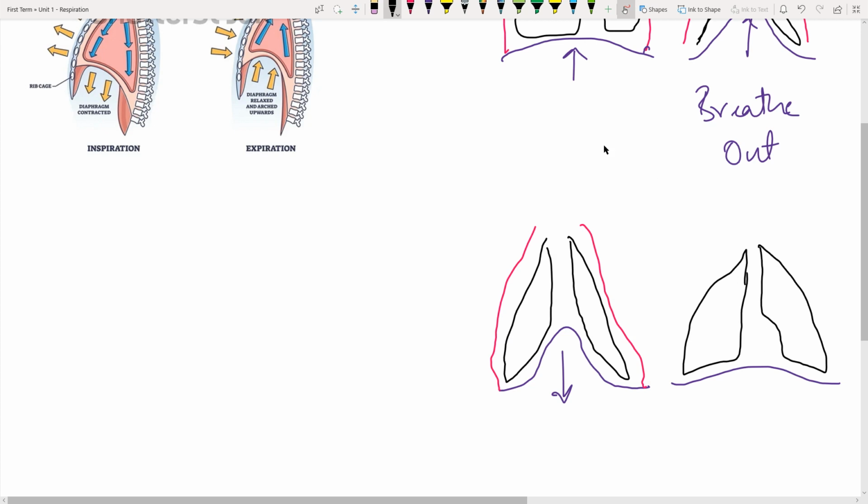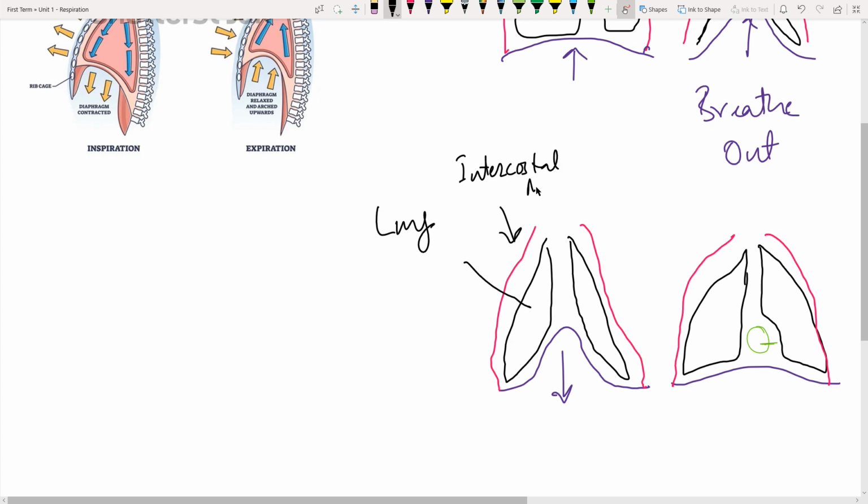Now do mind this space that I'm keeping. This is for the heart. This position is for the heart. Okay, so these are the intercostal muscles. I'm just going to tabulate what really happens. Over here this is the lung. These are the intercostal muscles, the muscles between our ribs, and this is the diaphragm muscle.